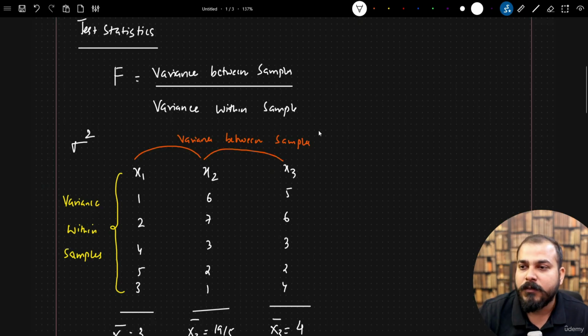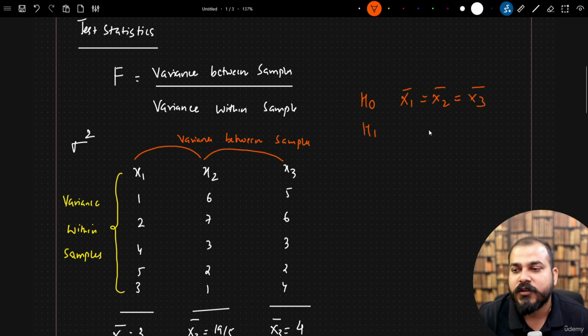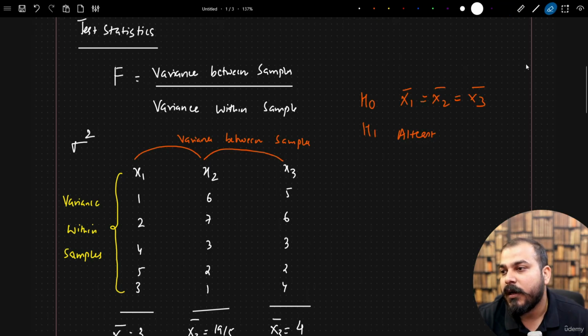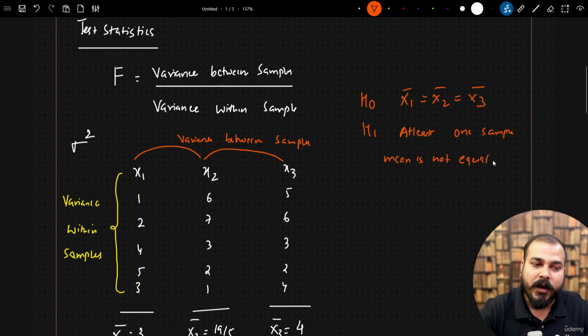So for this kind of problem statement, my null hypothesis will be x1 bar is equal to x2 bar is equal to x3 bar. And in the case of H1, it is at least one sample mean is not equal. And then we can go ahead and do it.